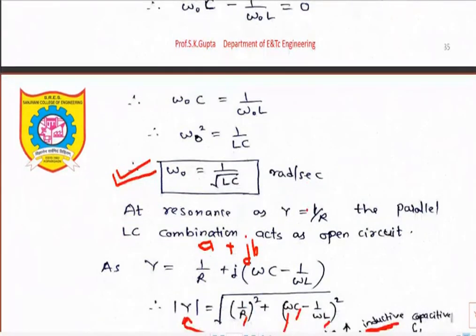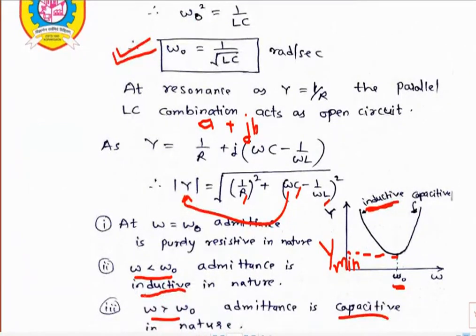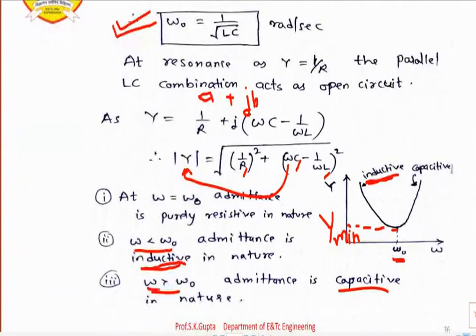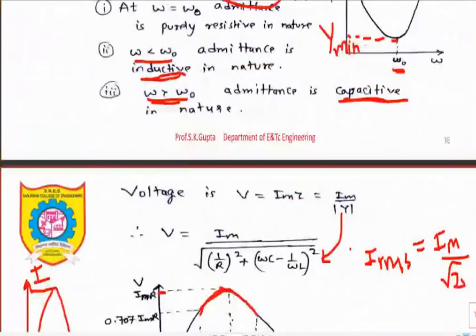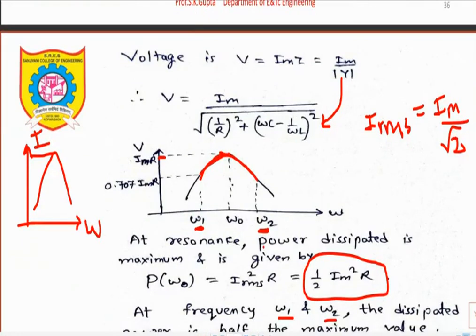Then I have tried to plot the graph of admittance versus frequency. So at resonant frequency, admittance is minimum. Below resonant frequency, that means omega less than omega naught, admittance is inductive in nature. After resonant frequency, omega greater than omega naught, admittance is capacitive in nature. Then I have tried to plot the graph of voltage versus omega. So I found that voltage is maximum at resonant frequency and maximum voltage is Im into R, and at resonant frequency maximum power gets dissipated. Then there are two more frequencies, omega 1 and omega 2, at which we are getting half of the maximum power. That's why these omega 1 and omega 2 are called as half power frequency.